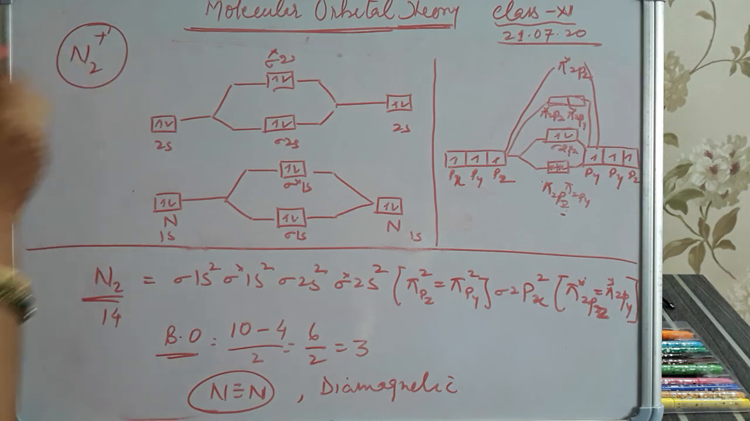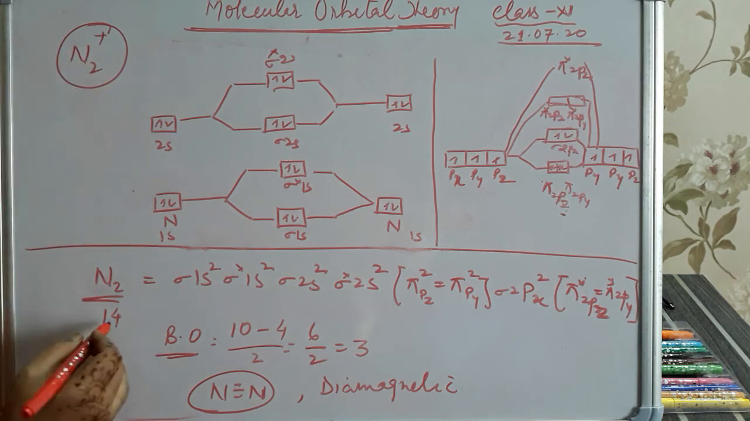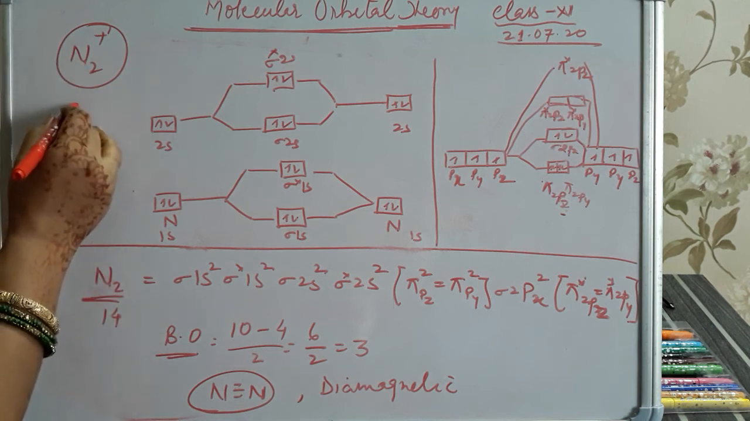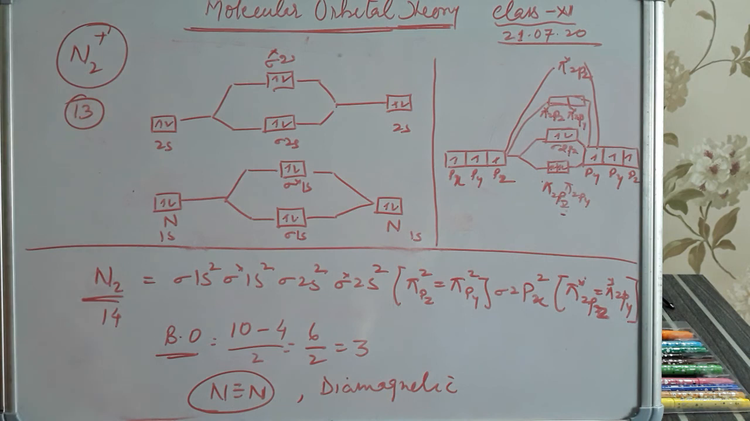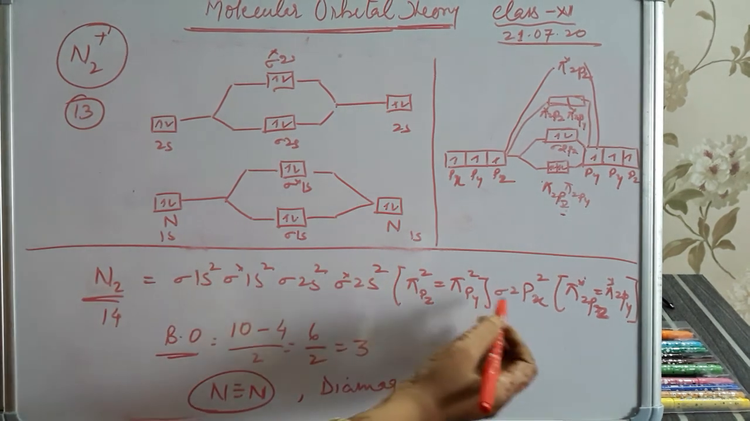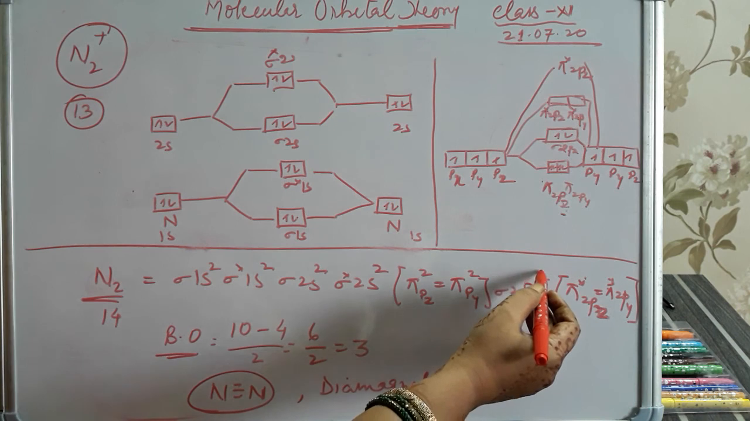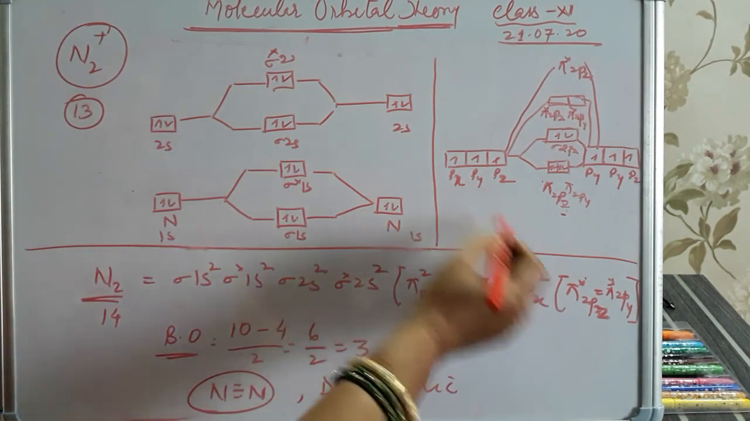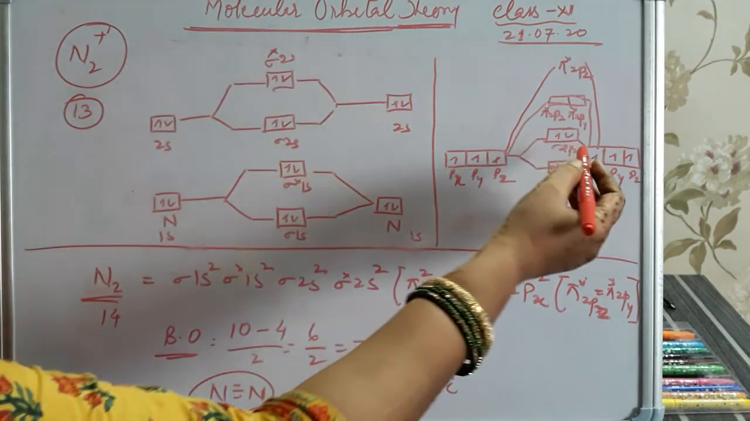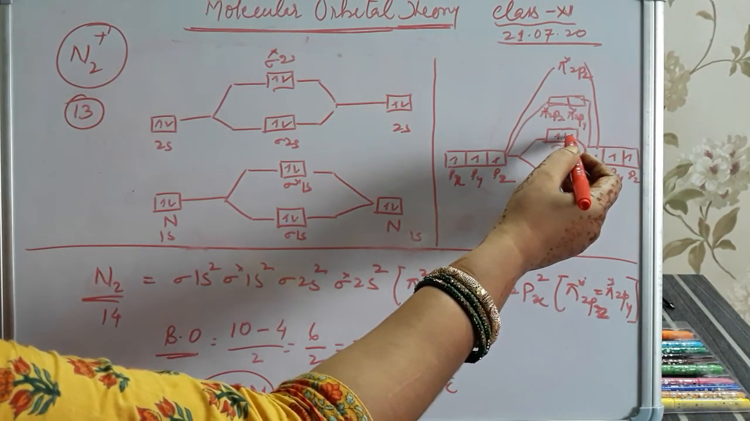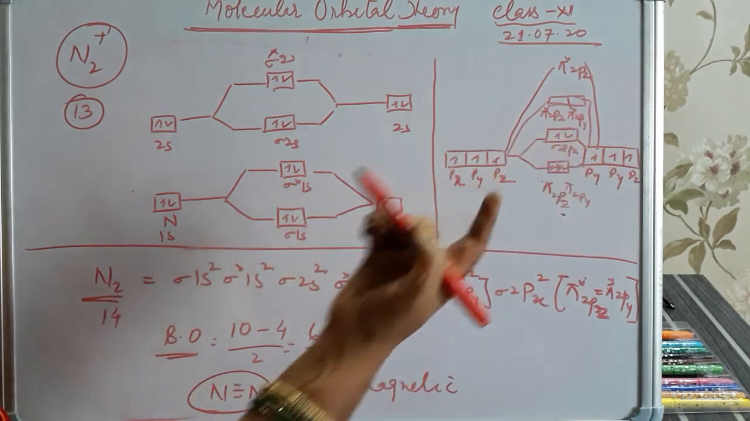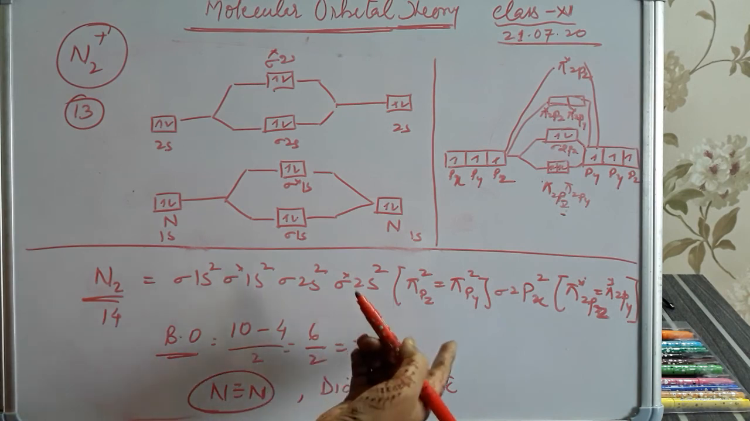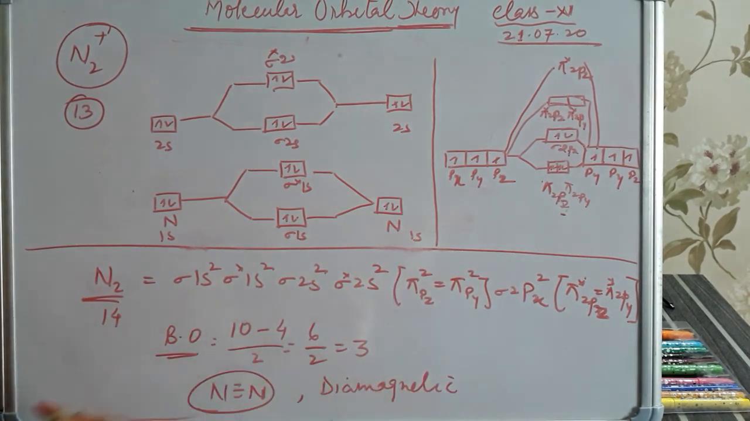So simply if N2 plus is given, that means 1 electron less. So here the total number of electrons becomes 13. Sigma 2px contains only 1 electron in case of N2 plus. So all the structure will be similar, only the change takes place in the molecular orbital of sigma 2px. This contains 1 electron. In this way you can change the bond order also and the magnetic property also.